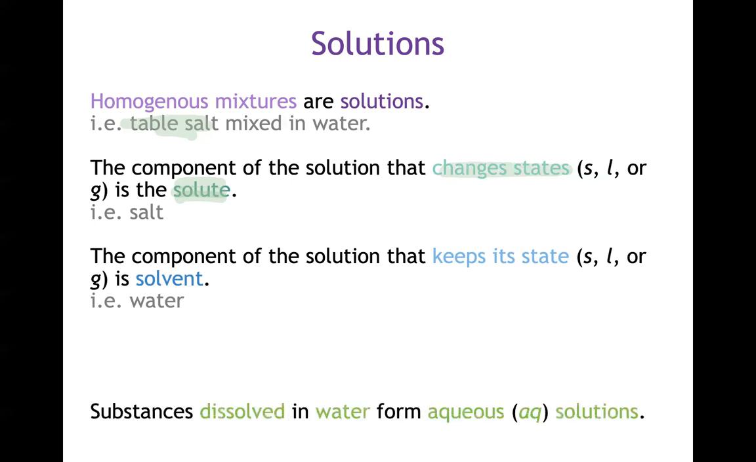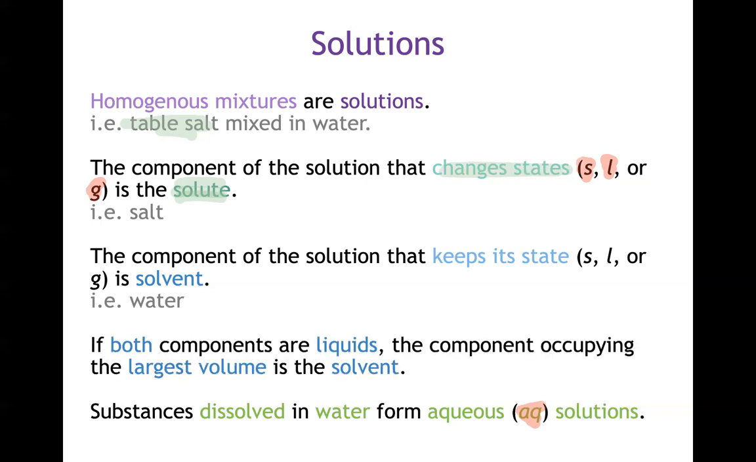So anything that's dissolved in water, we refer to that as an aqueous solution. So the symbol AQ means dissolved in water, all right? S is for solid, L is for liquid, G is for gas, but when something is dissolved in water, we say AQ, right? We're going to see that when we take a look at chemical reactions as well.